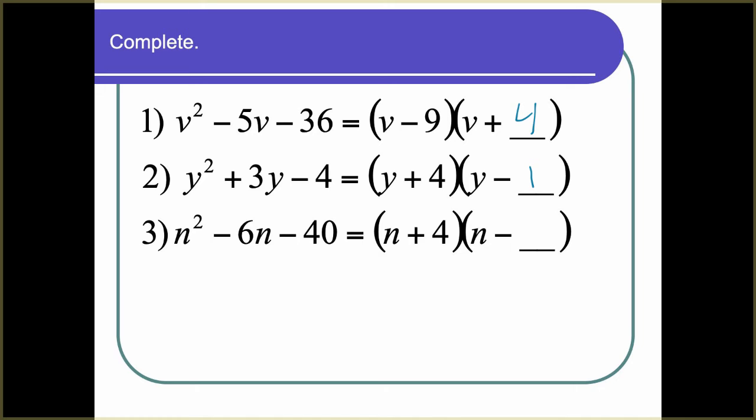Then we have n squared minus 6n minus 40. We're already given that one of the factors is 4. And what multiplies by 4 to get negative 40? It would be negative 10.